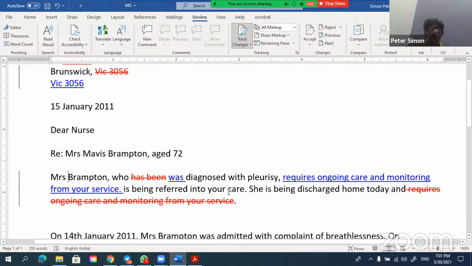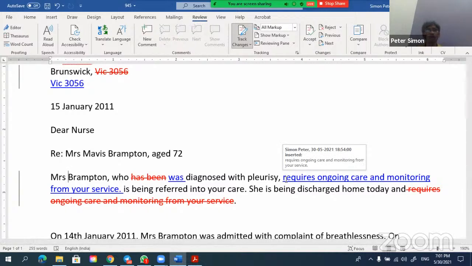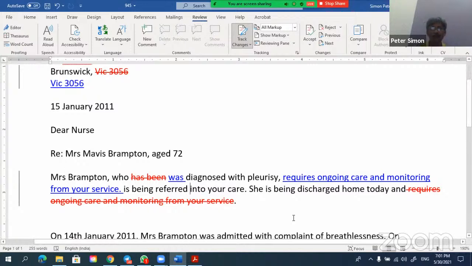Now here, Mrs. Brampton, who was diagnosed with pleurisy, requires ongoing care and monitoring from your service. So this is present. That's okay. Already your service is here. Then why into your care? Why is into your care needed? From your service. So that's why you are sending her there. So there is no need of into your care again. Into your care means from your service only. If you want service from other places, why do you send her into your care? That's the problem. So into your care is unnecessarily used again. Care means service. Your care or facility or service, whatever it is, that's very clear there.